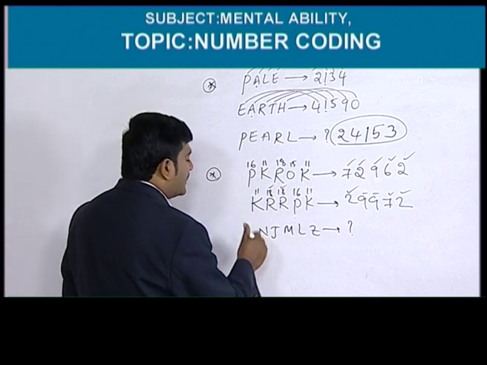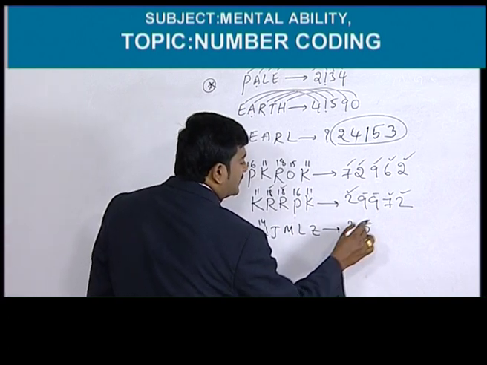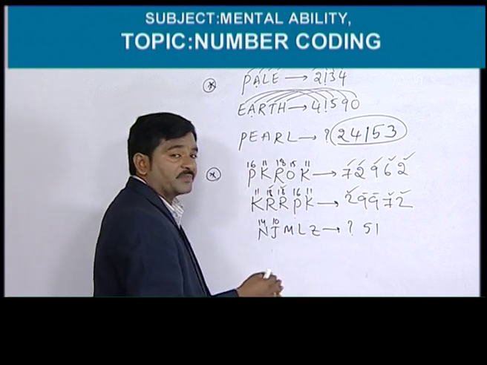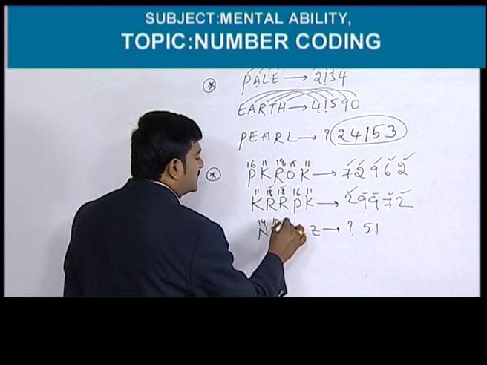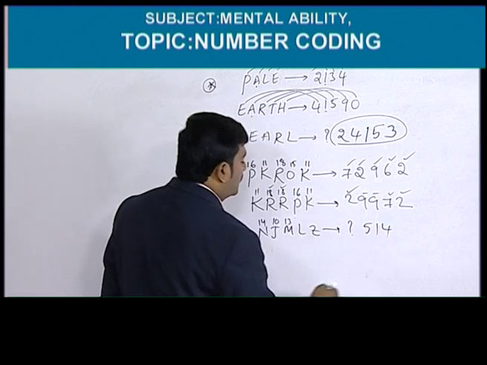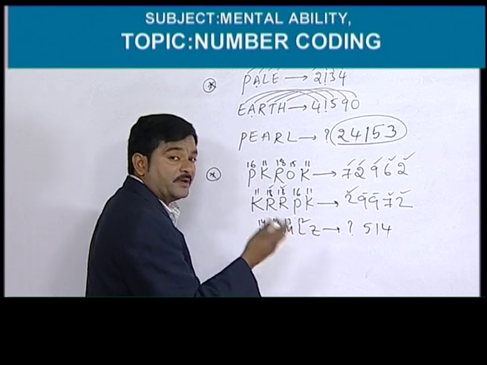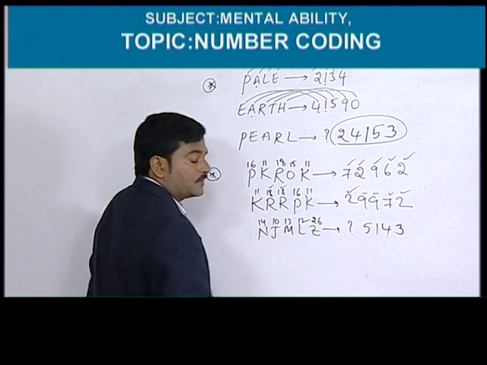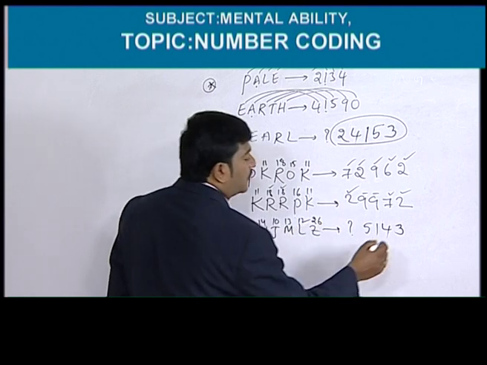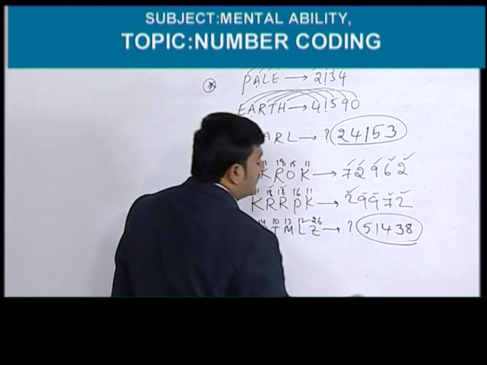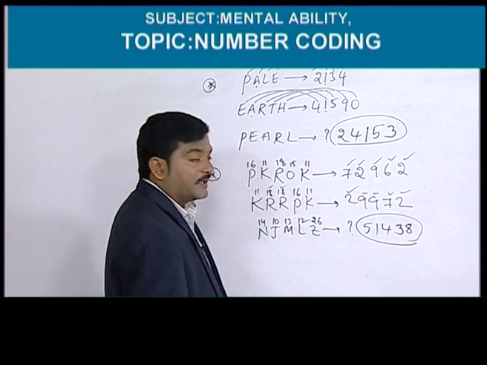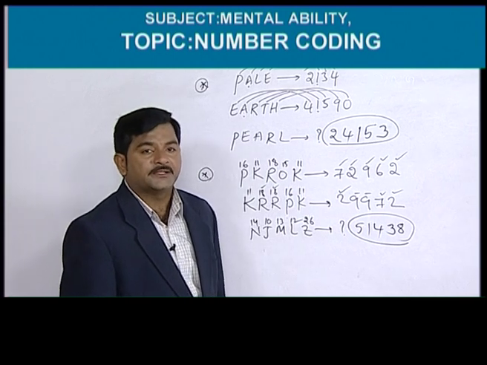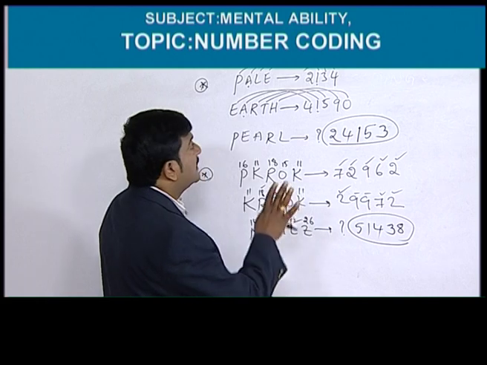So now N means what? 14. 14 means 1 plus 4, which is 5. J means 10. 10 means 1 plus 0, which is 1. M means 13. So 1 plus 3 means 4. L means 12. 12 means 1 plus 2, which is 3. Similarly, Z means 26th. 26th means 2 plus 6 is equal to 8. Hence, the code for the given word NJMLZ is 51438. This is also a very beautiful concept in number coding.